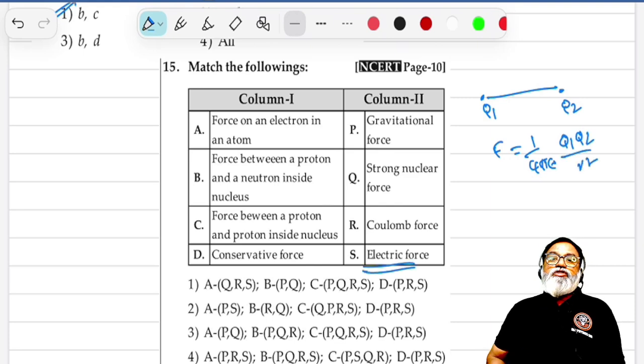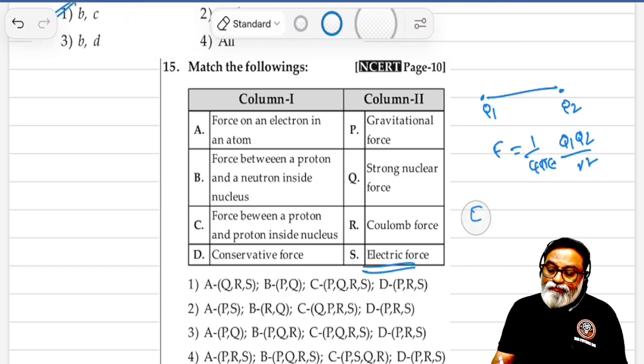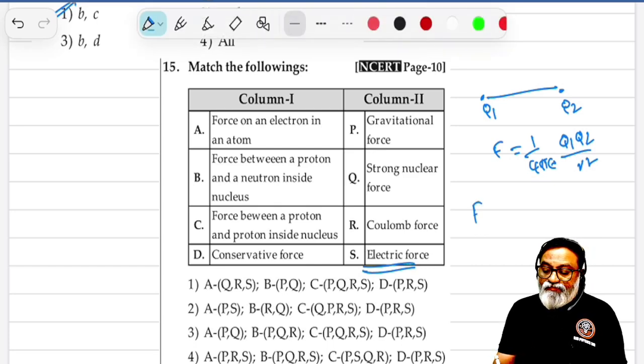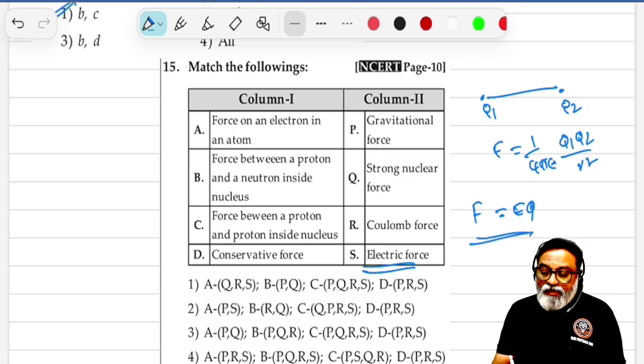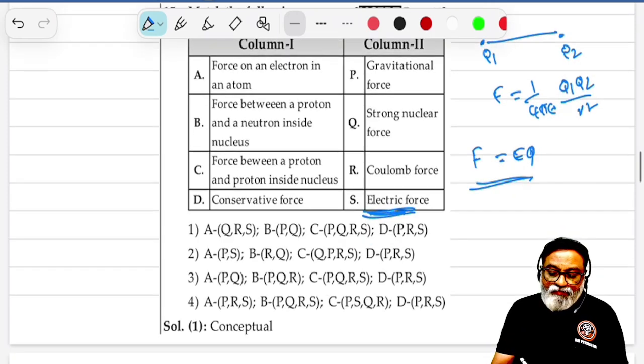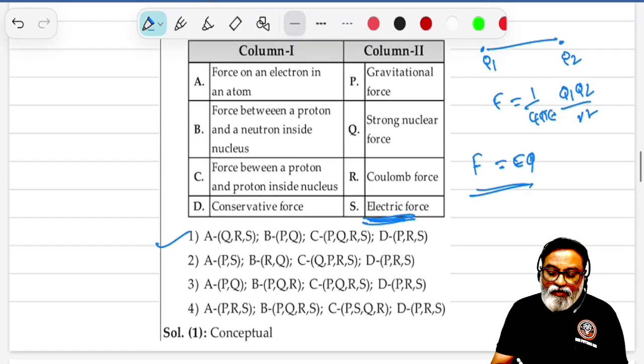But electric force, in general terms, means F is equal to EQ. Means if a charge is placed in any electric field, the force acting on that charge is F equal to EQ. Therefore, electric force is the general term, and Coulomb forces exist between 2 point charges. Therefore, according to this one, the answer is A. Therefore, here A matches Q, R, and S.